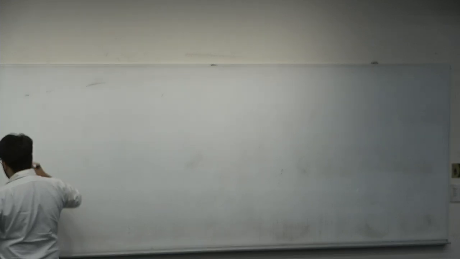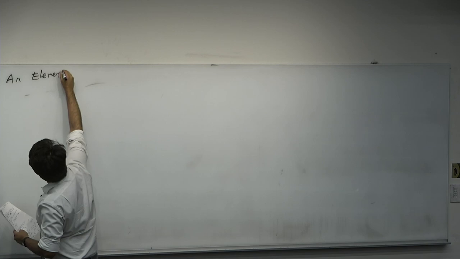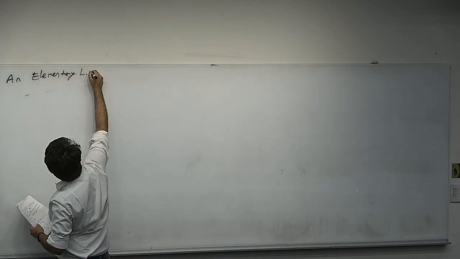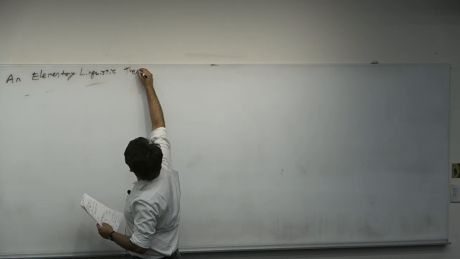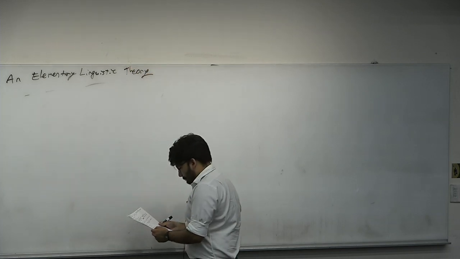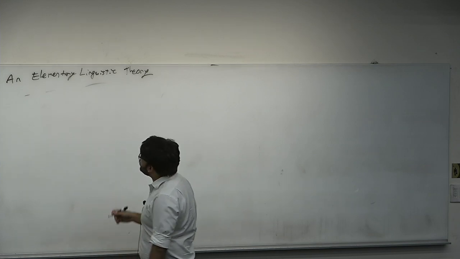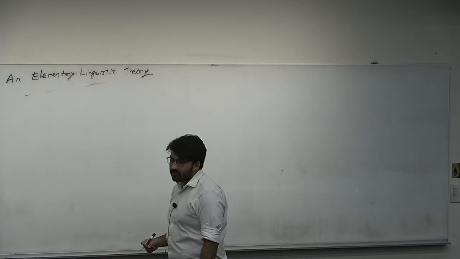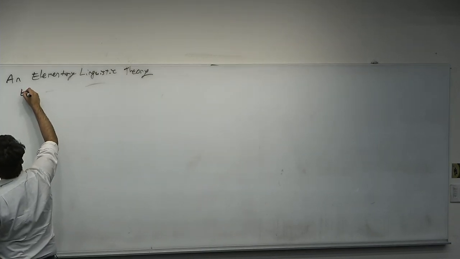Chapter 3, an elementary linguistic theory. So what he notices first is that certain finite subsets of English appear regular. So English has some regular substructure.